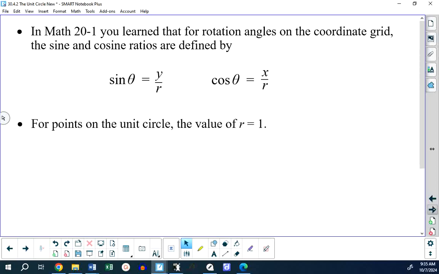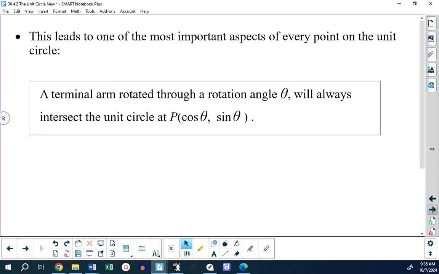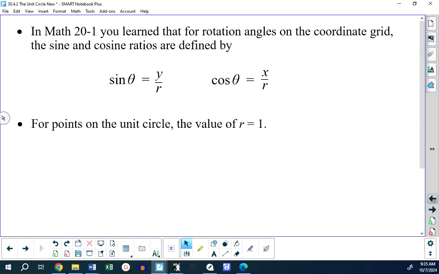On the unit circle, r is 1. That means that if we make r equal to 1 here, sine of theta is y and cos of theta is x. These numbers that we're finding are not just the x and y coordinates, they're the trigonometric ratios. Cosine of theta gives you the x-coordinate, sine of theta gives you the y-coordinate.